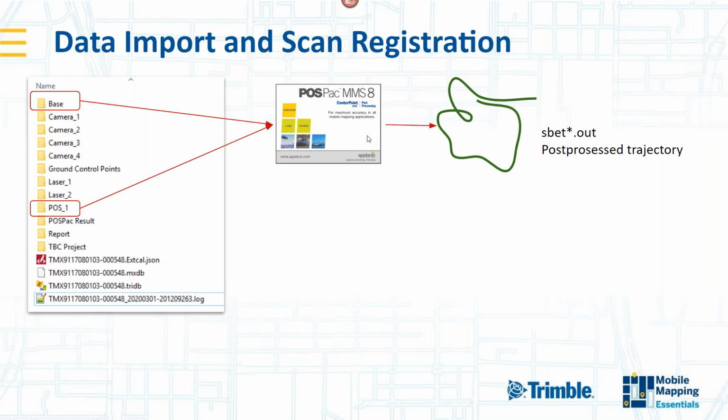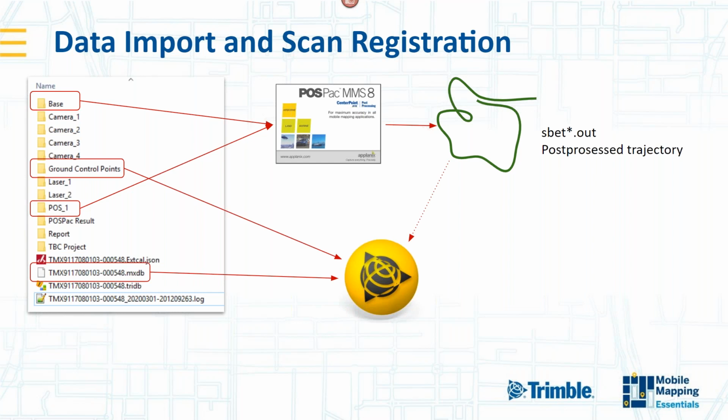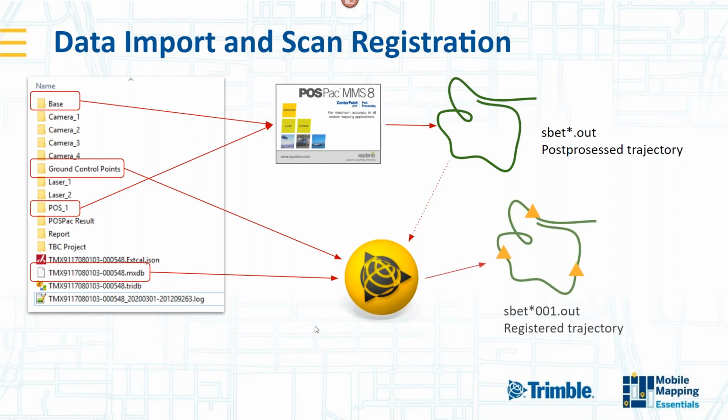This will be your processed trajectory. It looks like a line that represents your driving trajectory. Once we get that trajectory, we can bring that into TBC by dragging and dropping your MXDB and your ground control points into TBC. Then TBC will do a series of registrations and make sure a new registered trajectory will be created. From that corrected trajectory, you can continue your other point cloud processing steps. How does it work? Let's jump into TBC and take a look.